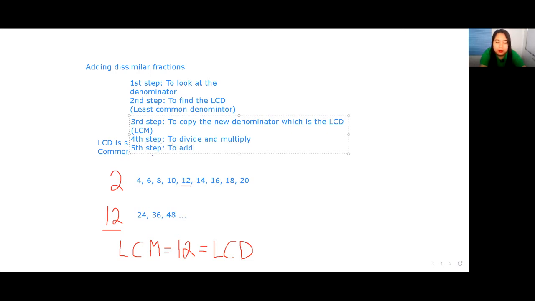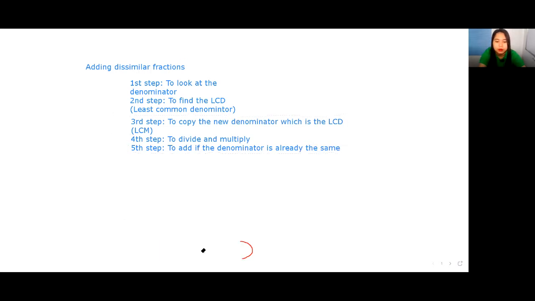add, if the denominator is already the same. Okay. So let's apply these steps. For example, I have 3/7 plus 4/5.